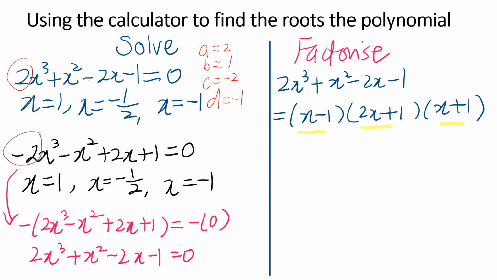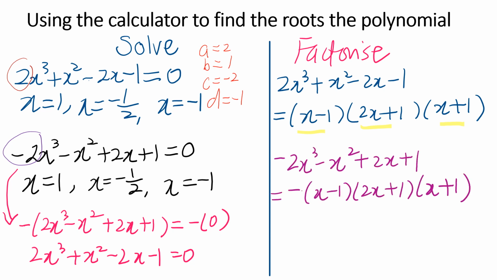However, when you are asked to factorize negative 2x cubed minus x squared plus 2x plus 1, then it's a different story. Can you see now that the coefficient of x cubed is negative 2? Hence, I need to have a negative there. Because if you take the first term here and multiply with the first term of the second linear factor and the first term of the third linear factor, you actually get 2x cubed. But your polynomial is negative 2x cubed. Hence, you need to have a negative there. Can you see the difference between solving equations versus factorizing it?